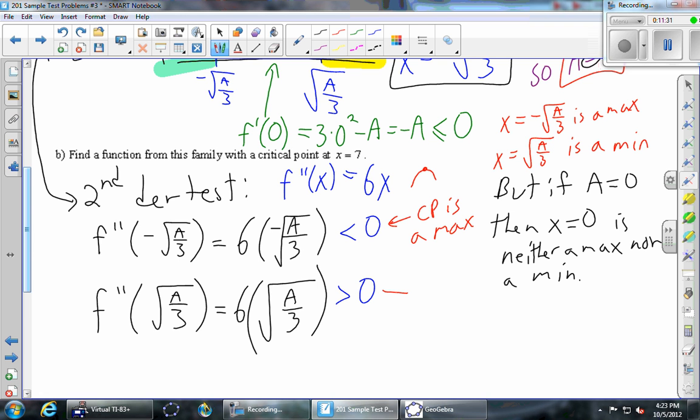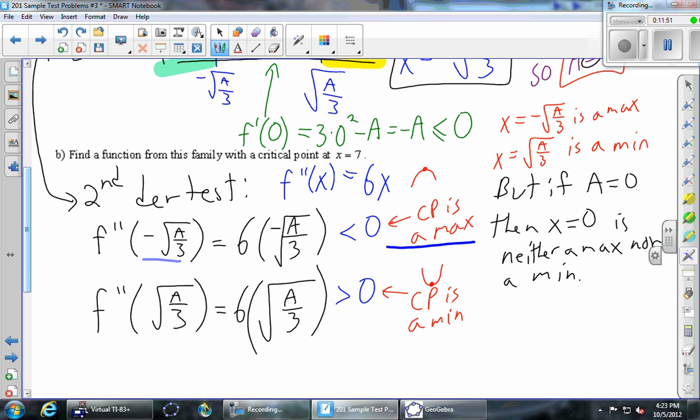And if the second derivative is positive, then we're looking at something concave up. And if there's a special critical point there, then the critical point in this case is a min. So do we get the same conclusions? Let's see. Over here, we said that the negative root a over 3 is a max. Over here, negative root a over 3 is a max. That's good. And then root a over 3 is a min. Agrees with what we said before.